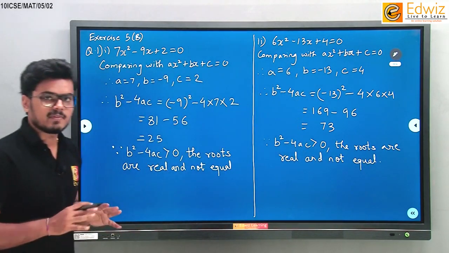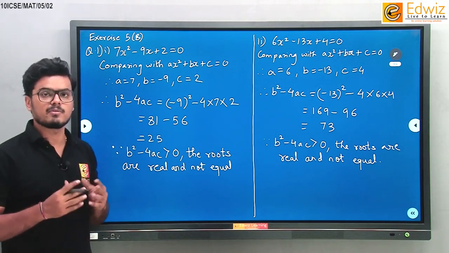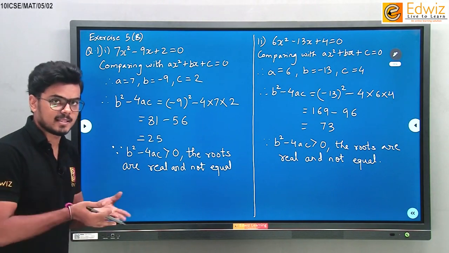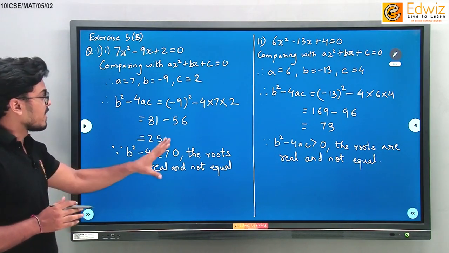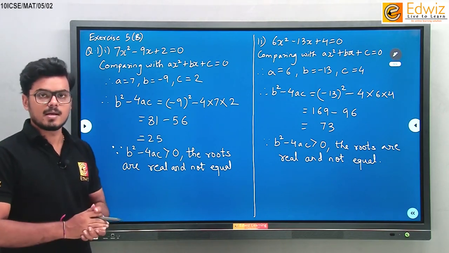Okay, so it's very easy to tell the nature of the roots. All you have to do is find this b square minus 4ac. How to find the roots, we will come to that part after this exercise later on. Okay, so please note this down while I wait for you. I'll wait for 1 minute, then we will continue to the next question.